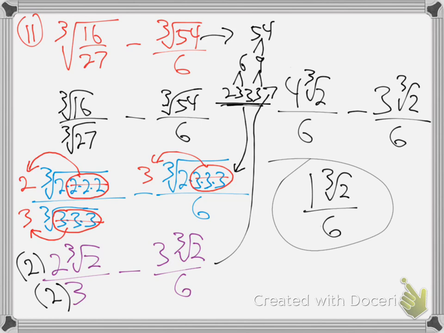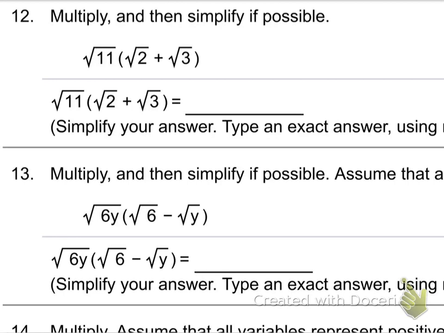So I'm multiplying root 11 times root 2 plus root 3. Okay, so how do you multiply? Well, you just multiply. There's nothing too amazing. Just boom and boom. So that'll be root of 22 plus root of 33. Yeah, that's it. Nothing more there on that one. 13 will have a little more to it, but that's it for that one. Good so far?